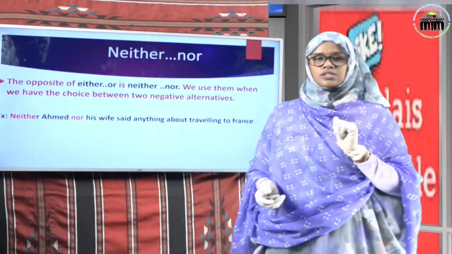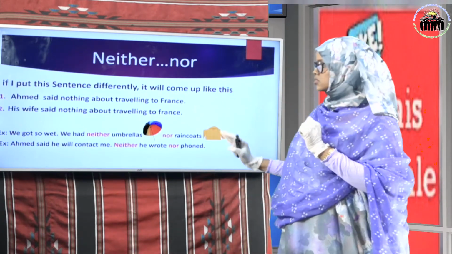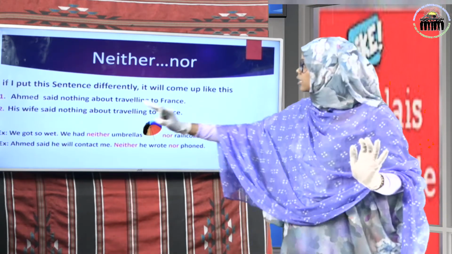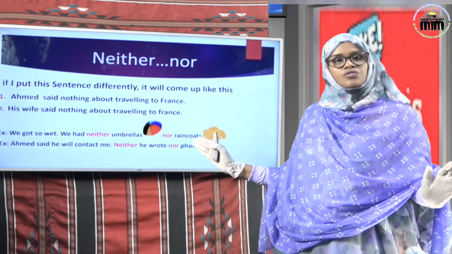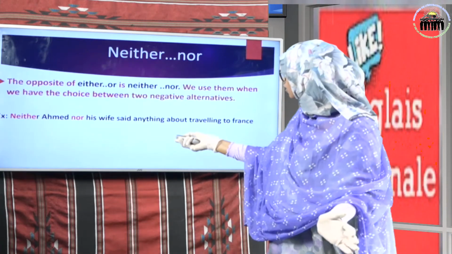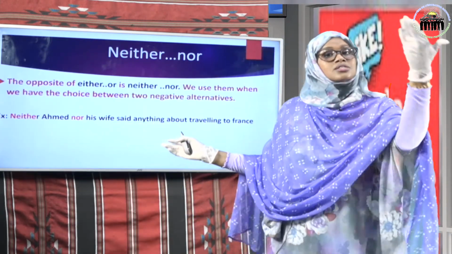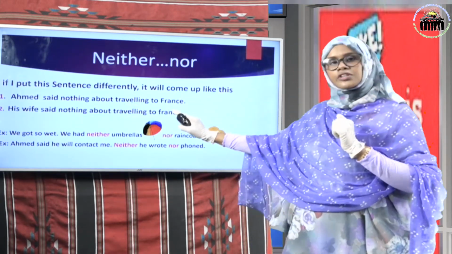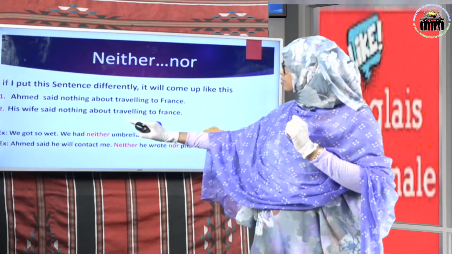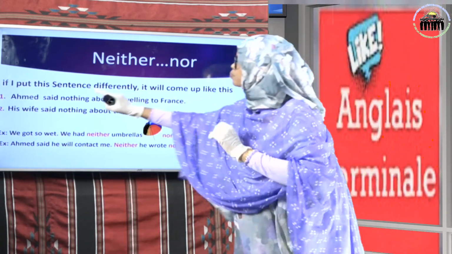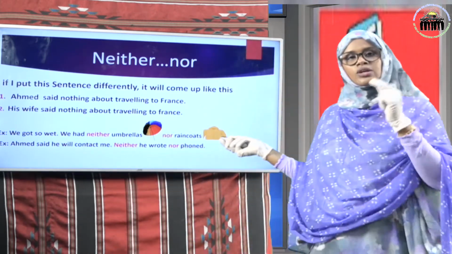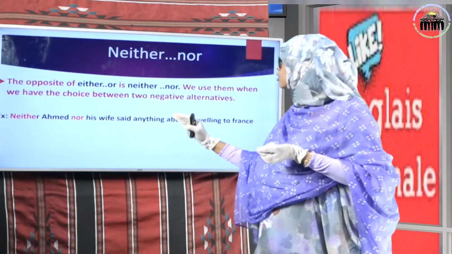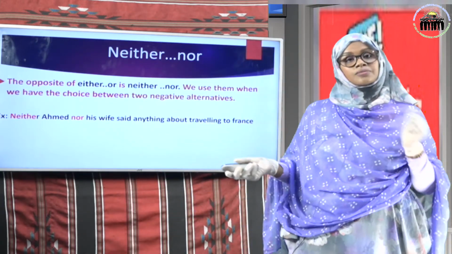If I put this sentence in another way, it will come out like this. Ahmed said nothing about traveling to France. His wife said nothing about traveling to France. It means that I heard from someone else. If I put these two sentences in one sentence, it will be like this: neither Ahmed nor his wife said anything about traveling to France. Okay?